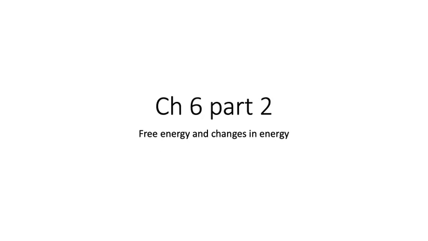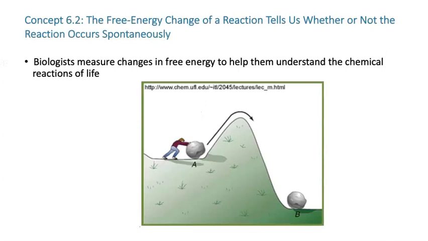Well, welcome back to chapter 6, part 2. We're going to talk about something called free energy and how energy changes in this part. So, the first concept that we're going to talk about is that we measure free energy to help us understand chemical reactions. And we're going to see graphs like this one a lot coming up, and we're going to really analyze it.